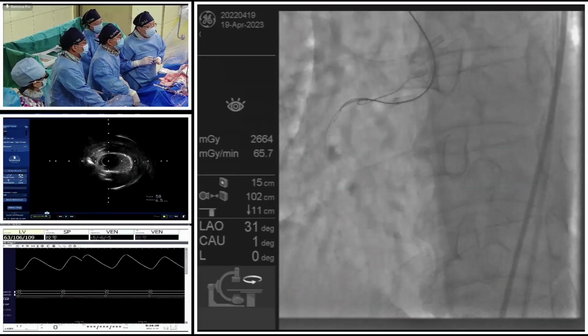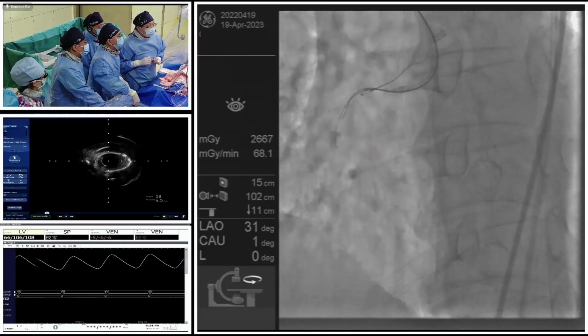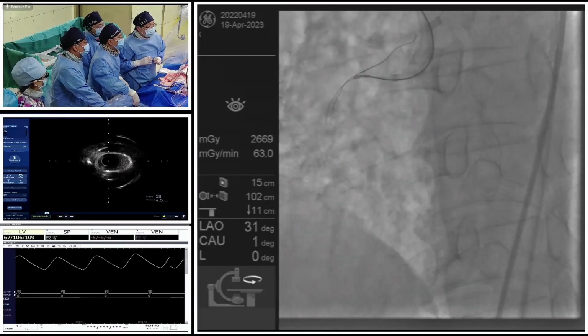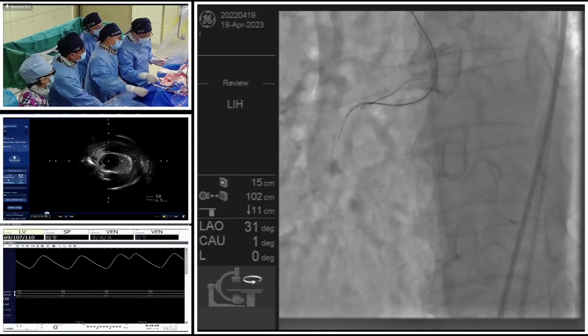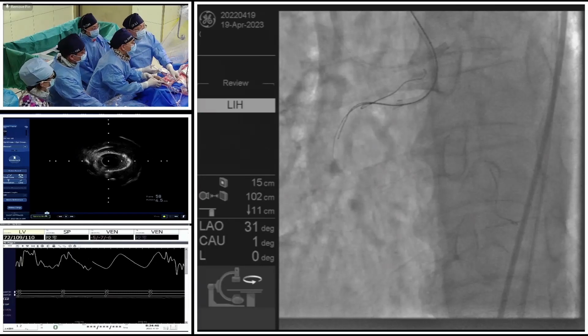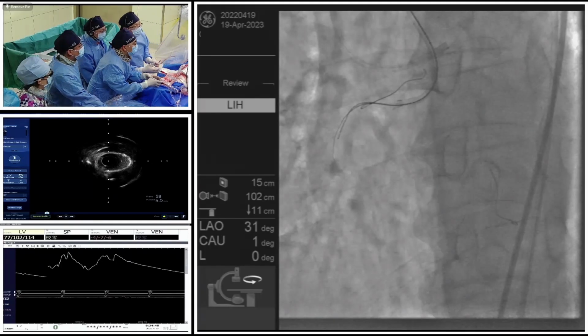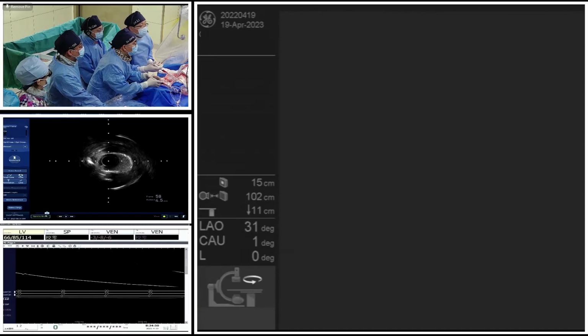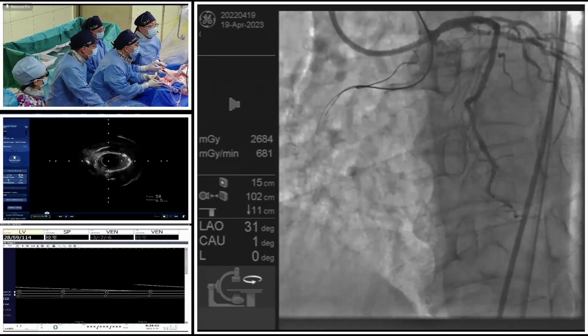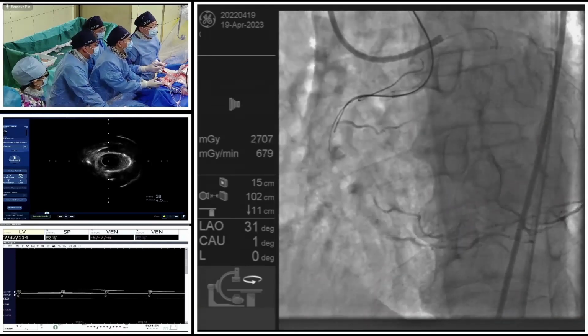Okay. I think we made some progress with the Gaia third. So orthogonal view bilateral angiogram is very important for the antegrade wiring.